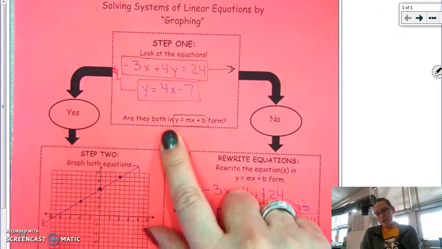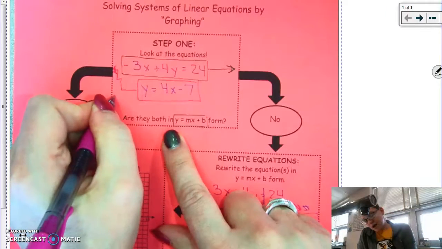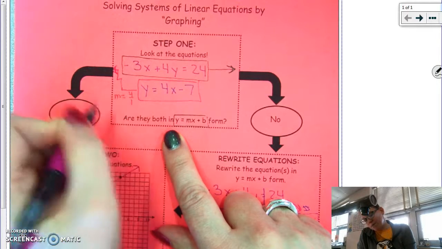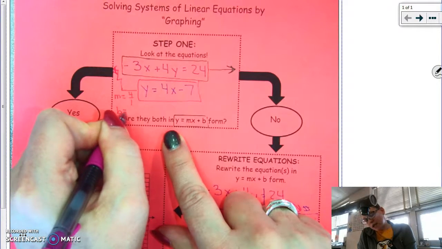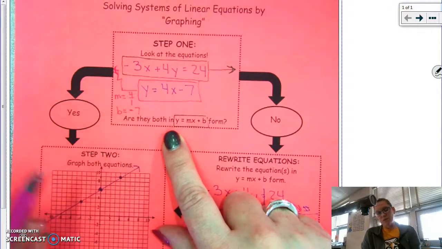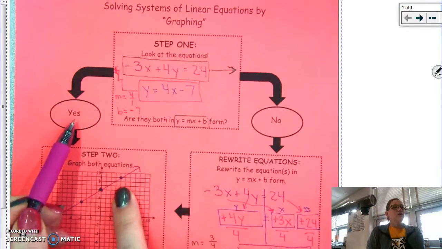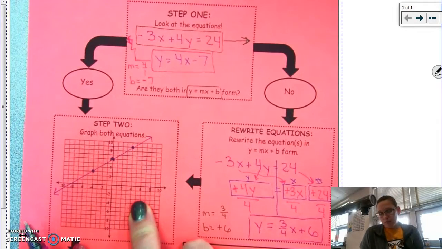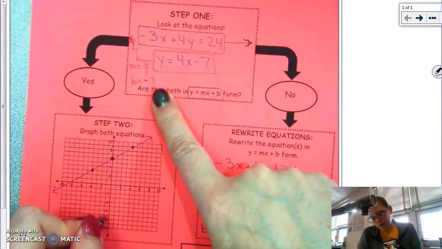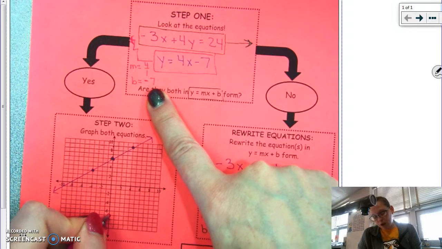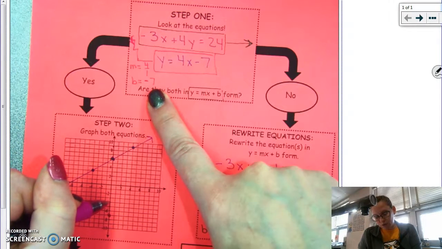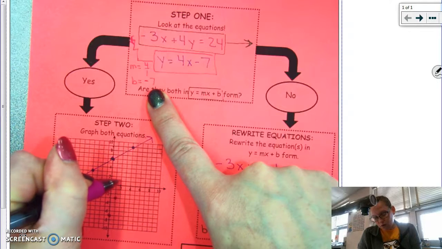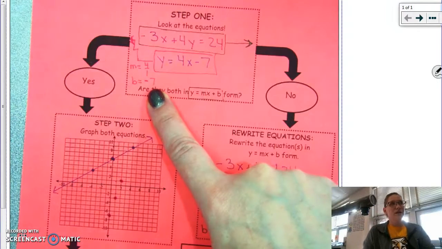Because this answer is yes, I can identify my slope as 4/1. I can identify my y-intercept as -7. Now that I have that information, I can graph immediately. So I am going to start at -7 down here, and I'm going to go up 4: 1, 2, 3, 4, over 1, then 1, 2, 3, 4, over 1 to get my third point.